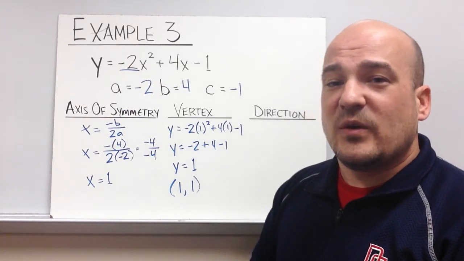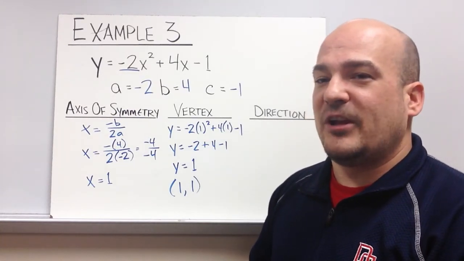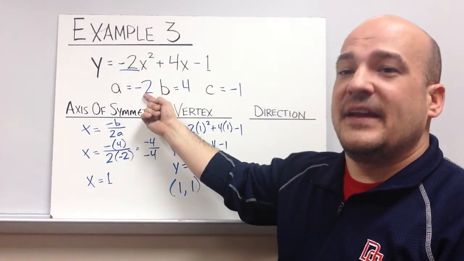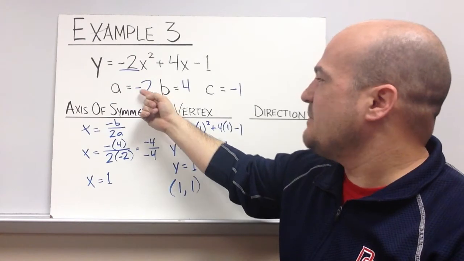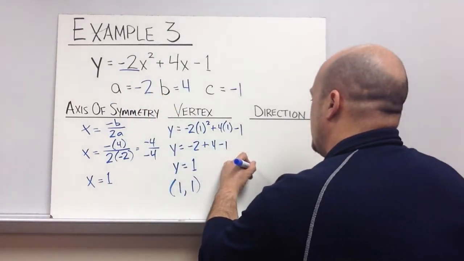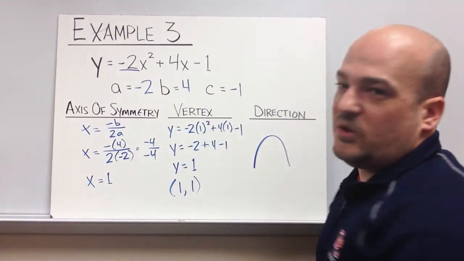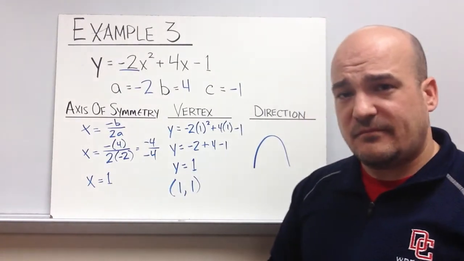Finally, I want to know which direction does this parabola head. Is it a downward facing parabola or an upward facing parabola? I look at my A. If it's positive, it's a happy face. If it's negative, it's a frown face. In this case, my A is negative, so my parabola is going downwards like a frown. Okay?